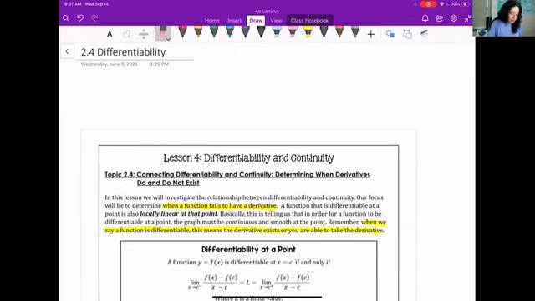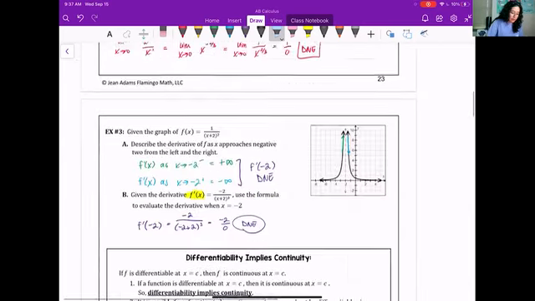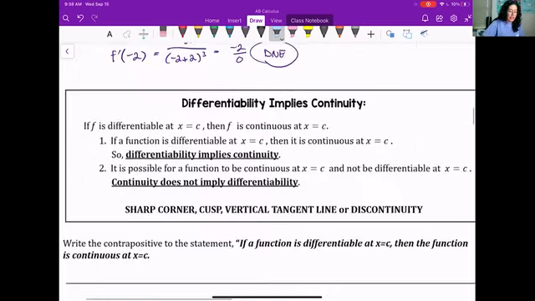We're investigating the relationship between differentiability and continuity. That brings me to this next point here. It says differentiability implies continuity. If f is differentiable at a point, then it must be continuous at the point. If a function is differentiable, then it is continuous. Differentiability implies continuity. Okay, all differentiable functions are continuous.